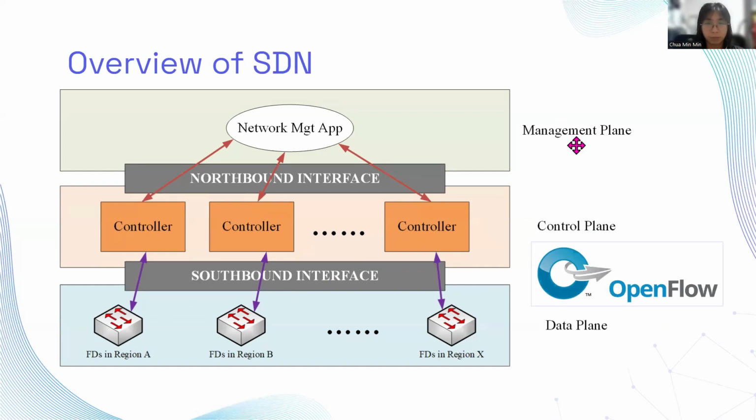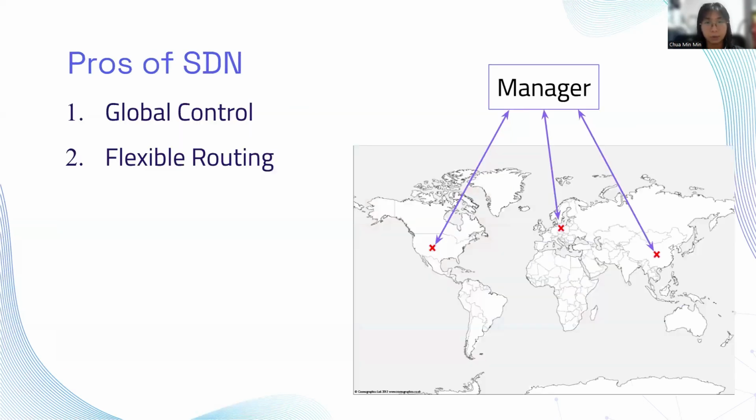There is also a management plane where the network management applications reside. These applications are often self-developed and they can interact with the controllers through the APIs and the northbound interface. SDN provides global control as a network administrator would be able to centrally configure network devices using the network management application that interacts with the SDN controllers. SDN also provides flexible routing. For customers who paid more for higher QoS, special routes might need to be configured to ensure that QoS requirements are met. And with SDN, routes can be easily configured without interacting with the network devices directly.